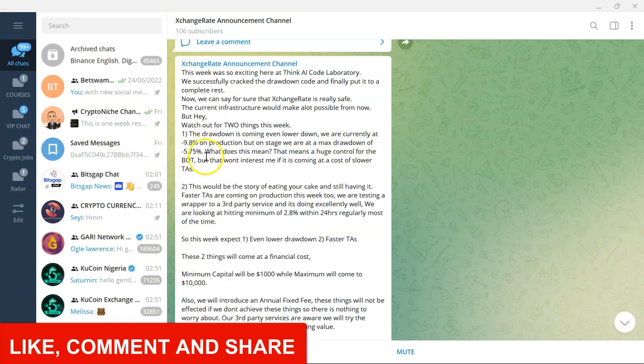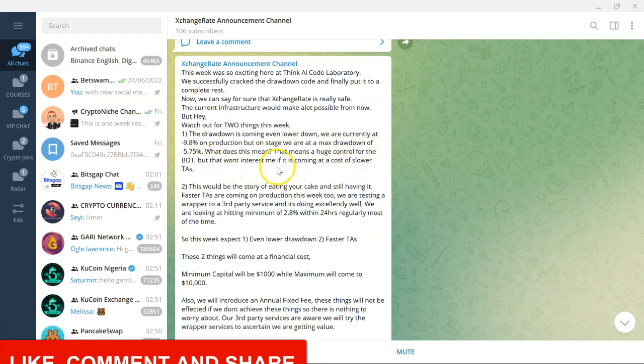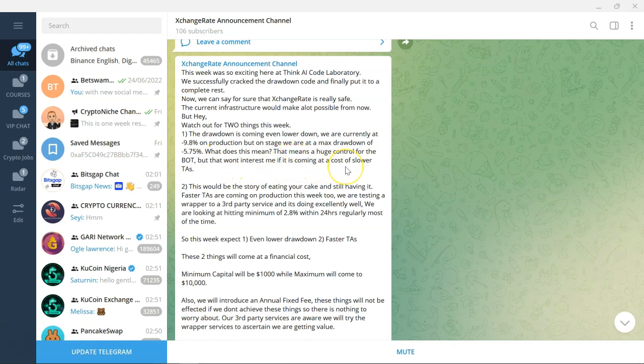Now what does this mean? This means a huge control for bots, but that won't interest me if it is coming at the cost of slower TAs, right? The reason why my capital actually dropped significantly was because the drawdown was massive. Now they are trying to control the drawdown in such a way that it is only going to be a fraction of your balance. A drawdown of less than 10% is not bad in the futures market, if you ask me.